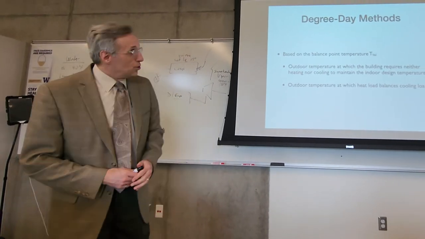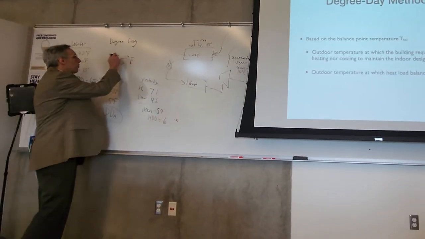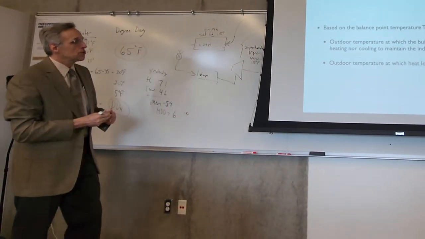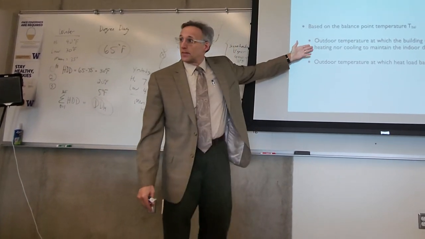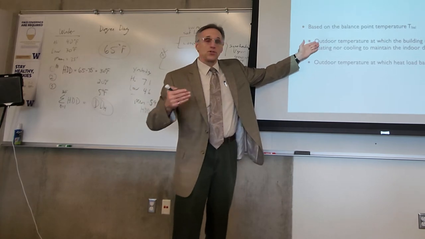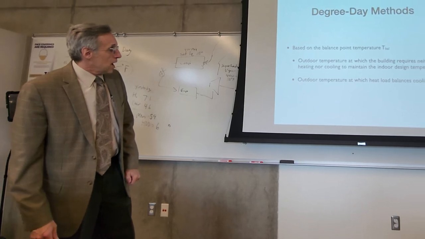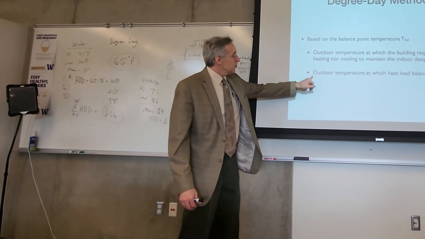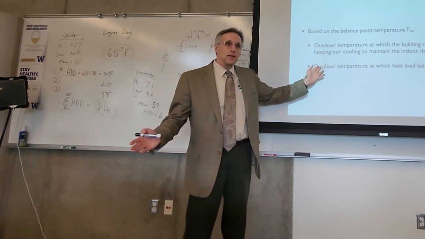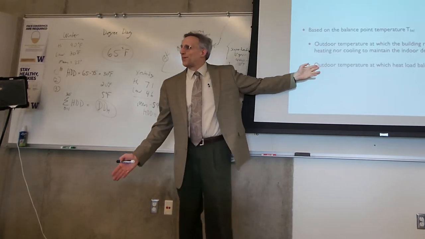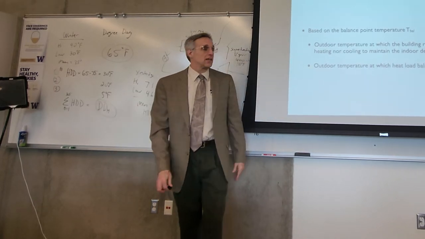So the degree day method is based on the balance point temperature, and that's what we mean. The balance point temperature is a temperature where cooling and heating balance each other out, so you don't need energy. It's the point where you're energy neutral in your HVAC system: the outdoor temperature at which the heat load balances the cooling load. And you can imagine that's going to vary. Every building is going to have a different temperature, right? Because you've got different things going on in the building, and the building's a different design.